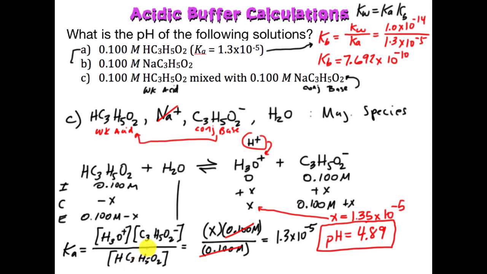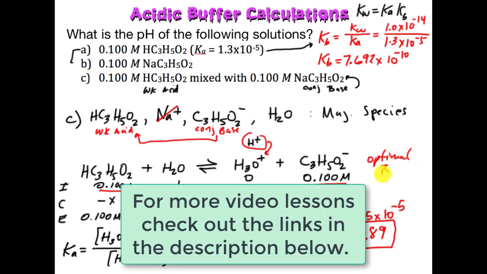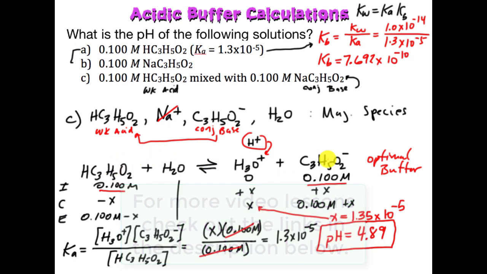Okay, so plug this in. Now this is an important point because look what happens. The concentration of my acid and my conjugate base are equal. When that happens, we have what's called an optimal buffer. An optimal buffer is when you have equal amounts of acid and conjugate base. What that means is that I can absorb an equal amount of added acid or base. So if I added extra acid or added extra base to this, I can add equal amounts. Okay, you're going to see this is very important when we get to titrations. This is going to be a very important point.